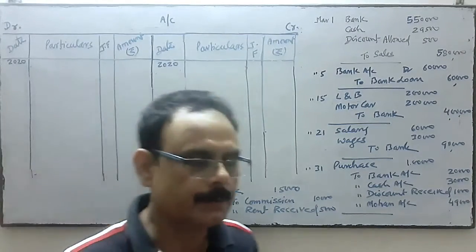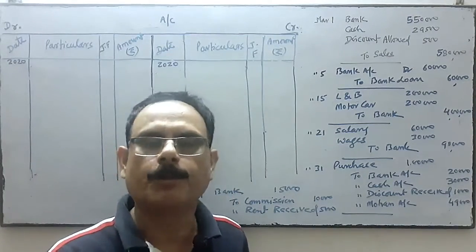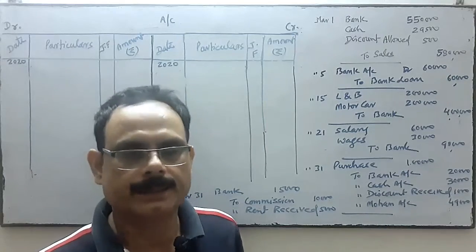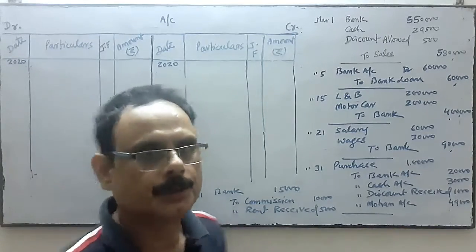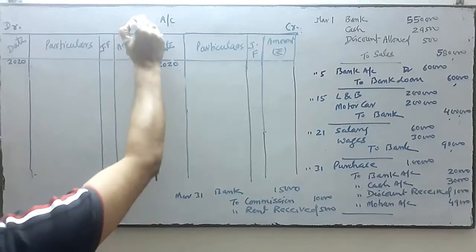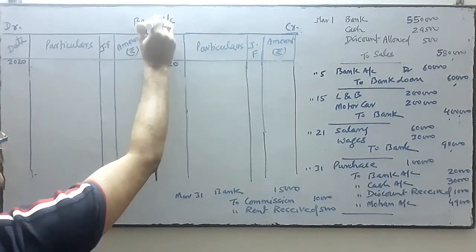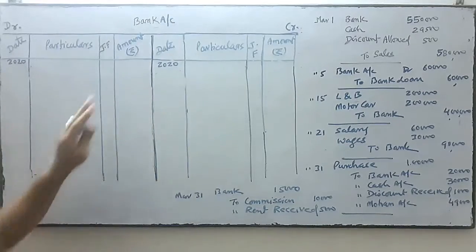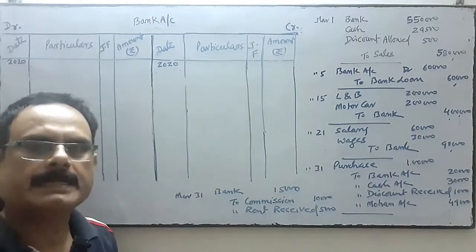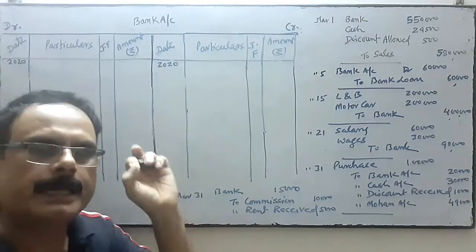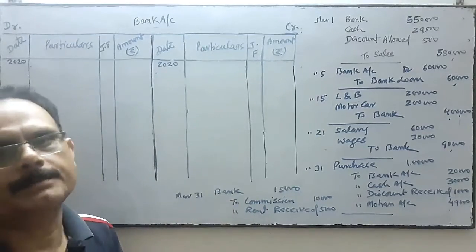Now, next example of a ledger. Suppose we are going to operate the ledger of bank. Then we will write "bank account" over here. The format will be the same; the ledger format is the same for all ledgers. The technique of posting is also the same.